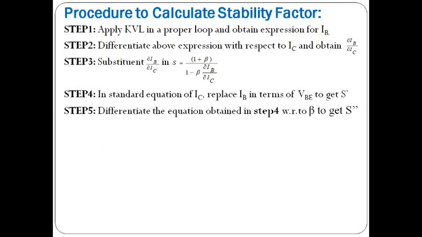Similarly, to get the S double dash, again differentiate the same equation obtained in the above step with respect to beta. You will get the S double dash. Clear? So by differentiating with respect to ICO, VBE and beta, you will get S, S dash and S double dash. These three are the stability factors. All these three stability factors must be very small to get better stability.